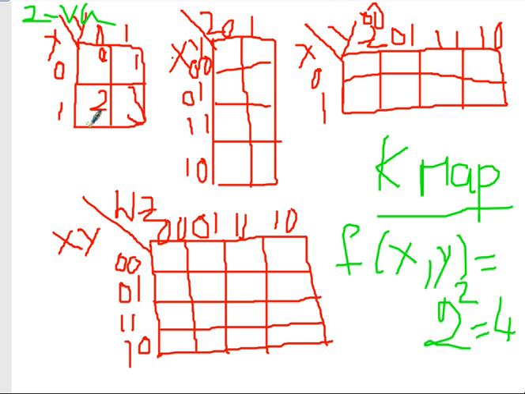0, 1, 2, 3. So x can take 0, 1 and y can take 0, 1. So this position is 0, 0 is 0, 0, 1 is 1, 1, 0 is 2, and 1, 1 is 3. So for two variables, this is the K-map.